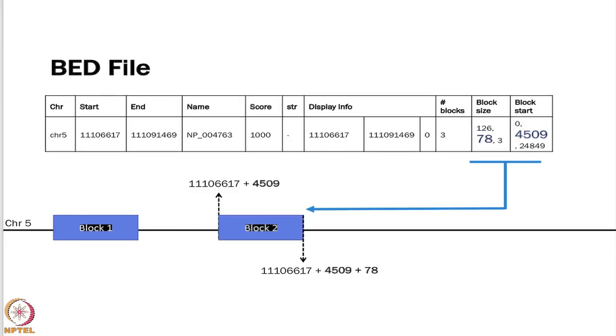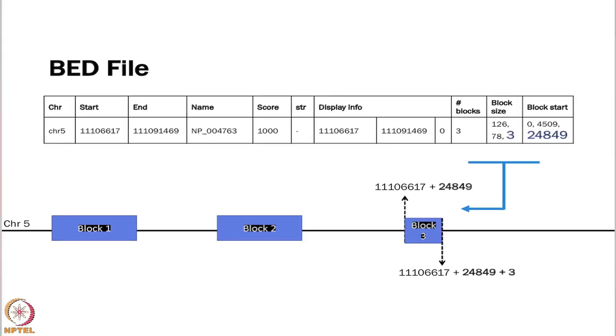And then we'll continue doing this. So you always take the start, and then you add the block start to get the start of the exon, and then you add the block size to get the end of the exon. And you continue doing this for each of the different exons. So that's how you parse out the bed file to get the actual genome annotation from it.